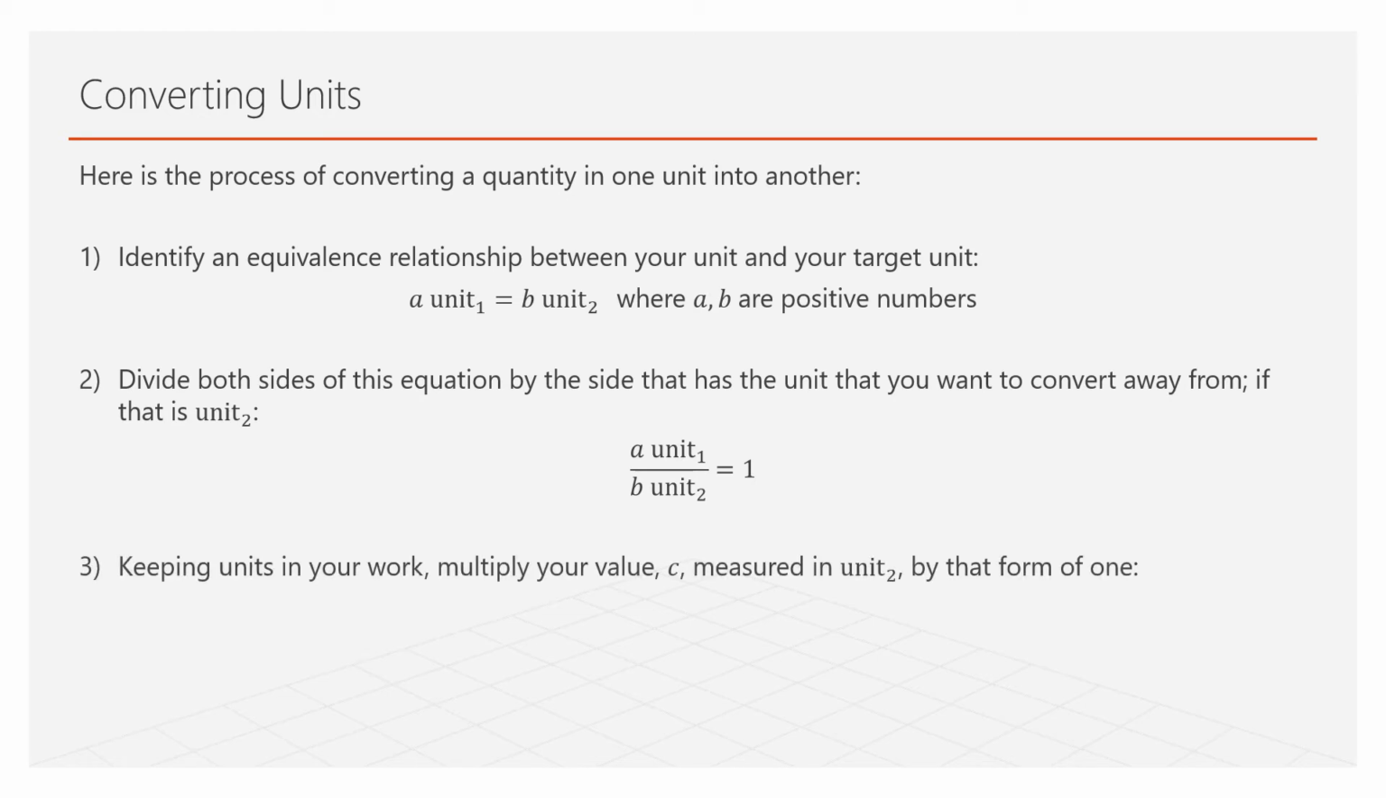And finally, keeping units in your work, multiply your value C, measured in unit 2, by that form of 1. So you would say C measured in unit 2 equals C measured in unit 2 times 1, which is equal to C measured in unit 2 multiplied by A in unit 1 divided by B in unit 2. You can see that unit 2 will cancel out, and you are left with CA divided by B, and unit 1 is left over.